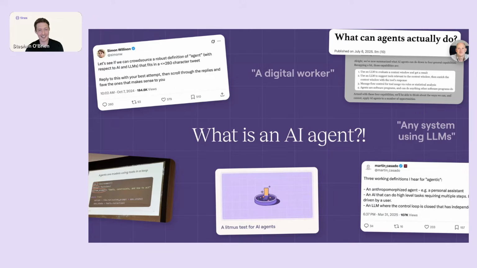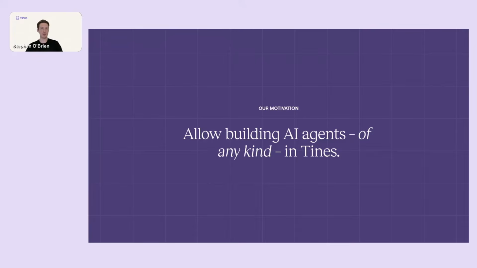We don't have to define it exactly, because what we want to do is support you building whatever AI agents you want. So if it's something that acts like a team member and it's a little bit personified and it can chat with users on Slack or on a web page, we want you to be able to build that. If it's a digital worker that works behind the scenes on automation and can use tools or conduct research, we want to enable you to build that. So that was our driving motivation. We wanted to allow you to build AI agents of any kind, of any type, of any definition in Tines.